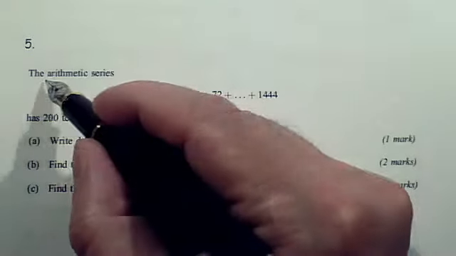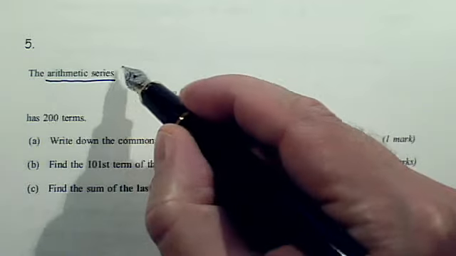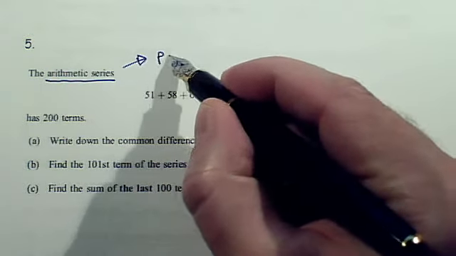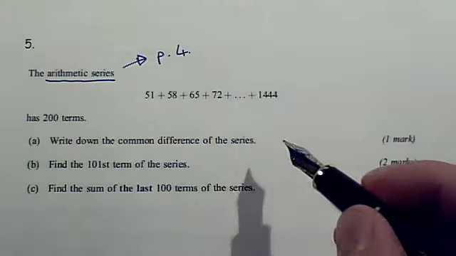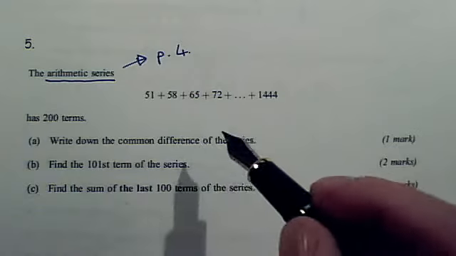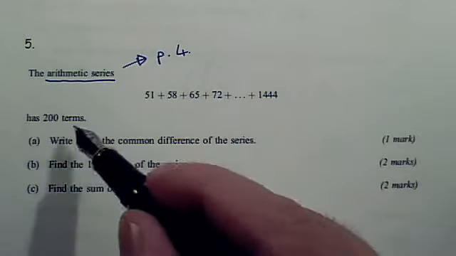Okay, here's a question about an arithmetic series. If we know it's an arithmetic series, that gives us permission to use the formulas on page 4 of the formula book. It gives us some of the terms, and it tells us how many there are.